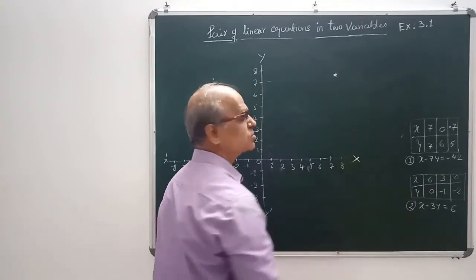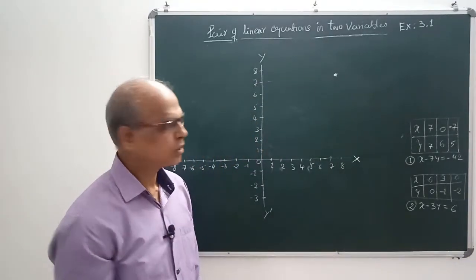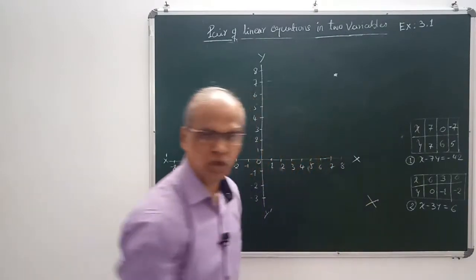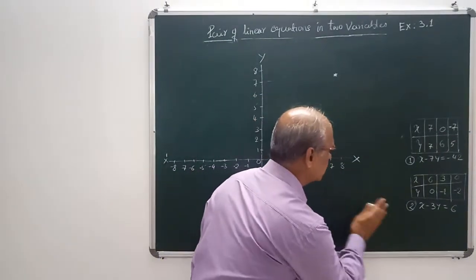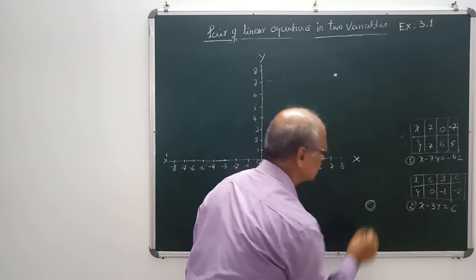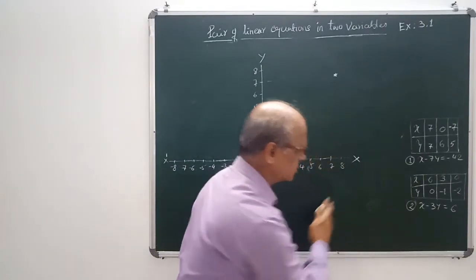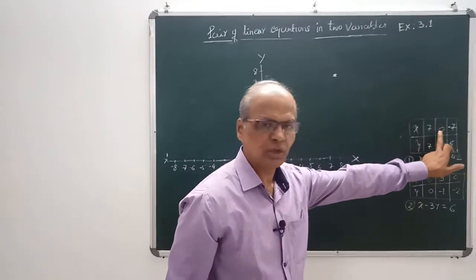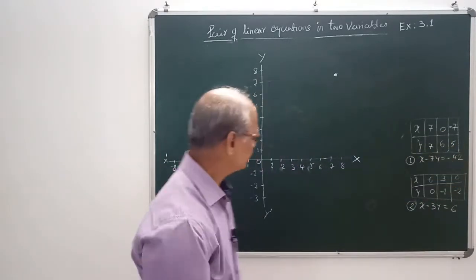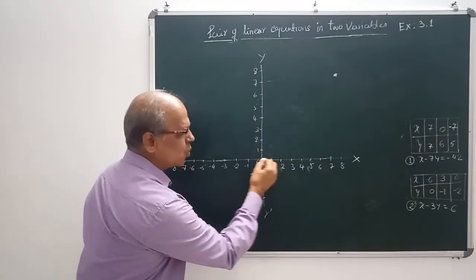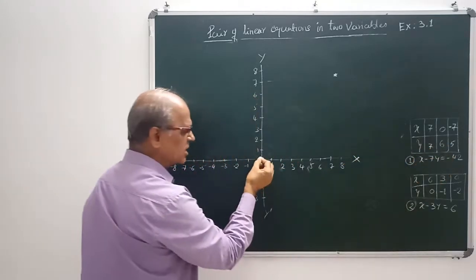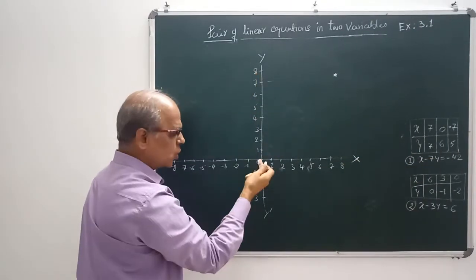Just make a small dot, a minimum one. Don't put a big cross, or don't draw this much. Dot, only dot. You should know it. That's the reason. Now second one: x is 0, y is plus 6. Plus means above the origin.